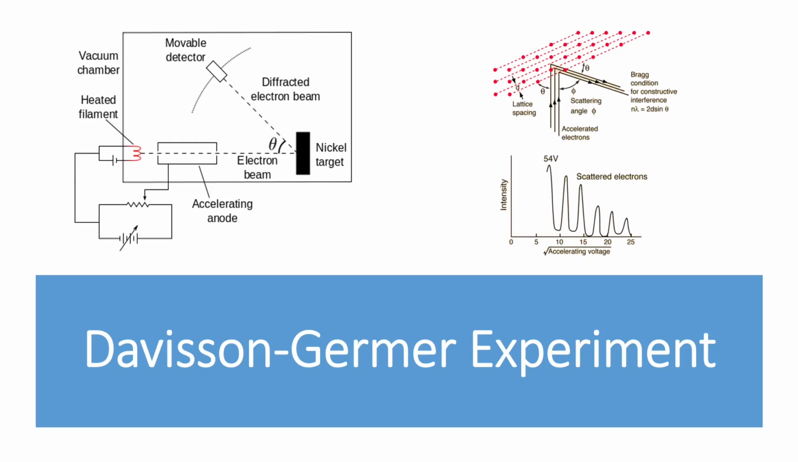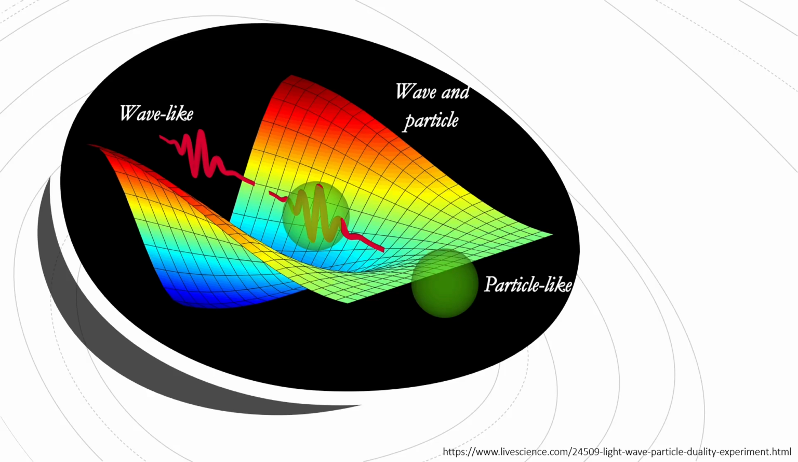As you can see on the graph to the right, the intensity of the scattered electrons graphed against accelerating voltage illustrates the wave-like behavior of electrons. Now this depicts light acting like a wave and a particle simultaneously, and light just acting like a particle.